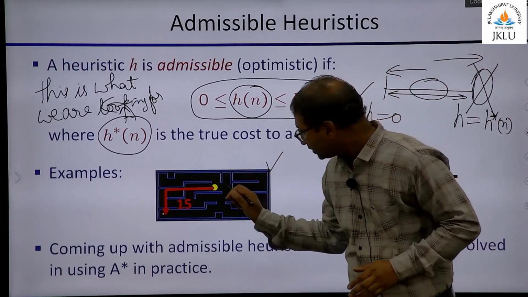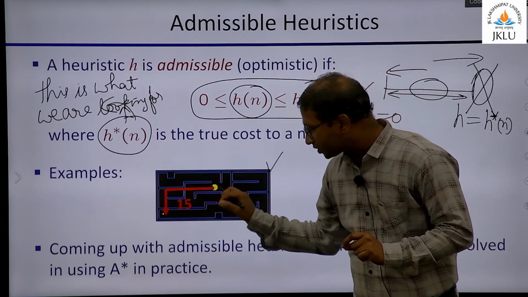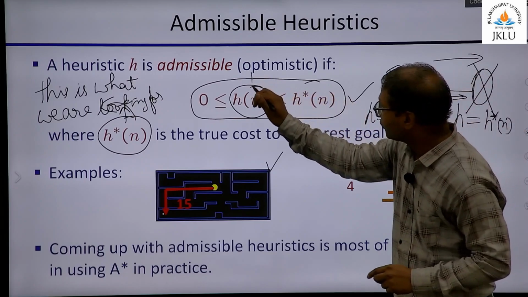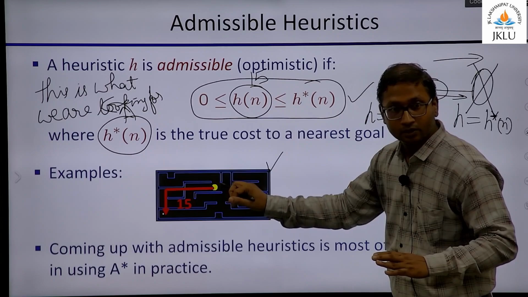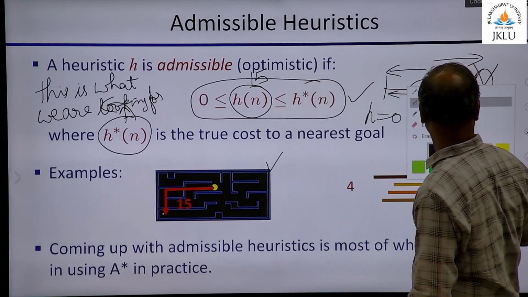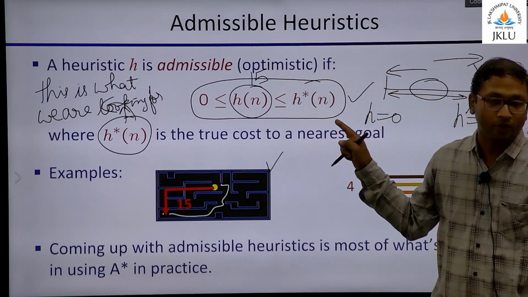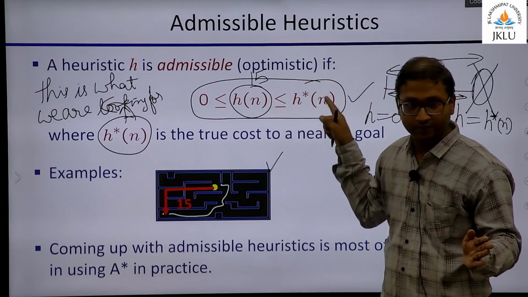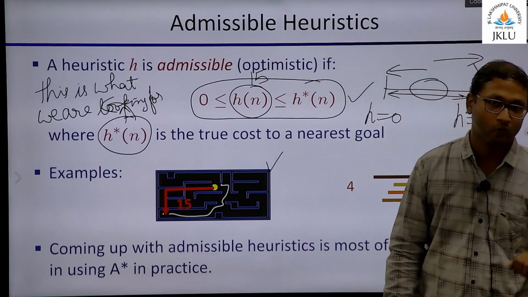Tell me, going from here to here, in presence of these mazes, will that cost be greater than 15? So your h is 15, it is greater than 0, and it is lesser than the best path. My best path would be this maybe, and 15 is certainly less than or equal to this. If I remove mazes, h becomes h star, both are 15. So this value of h should be smaller than the best way to reach my goal.